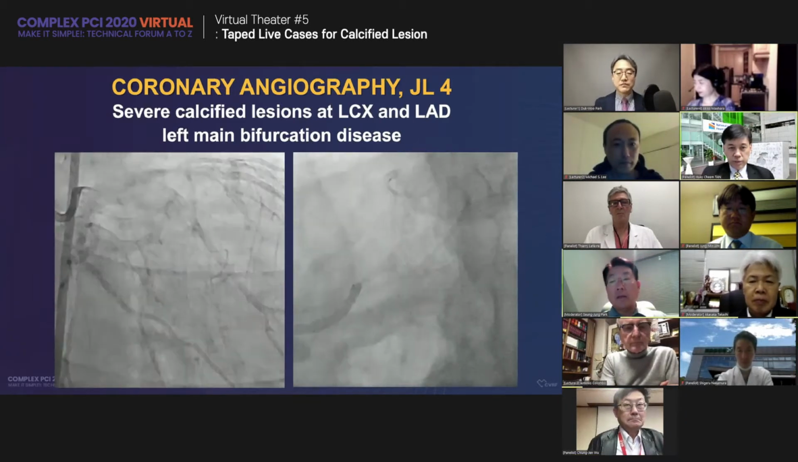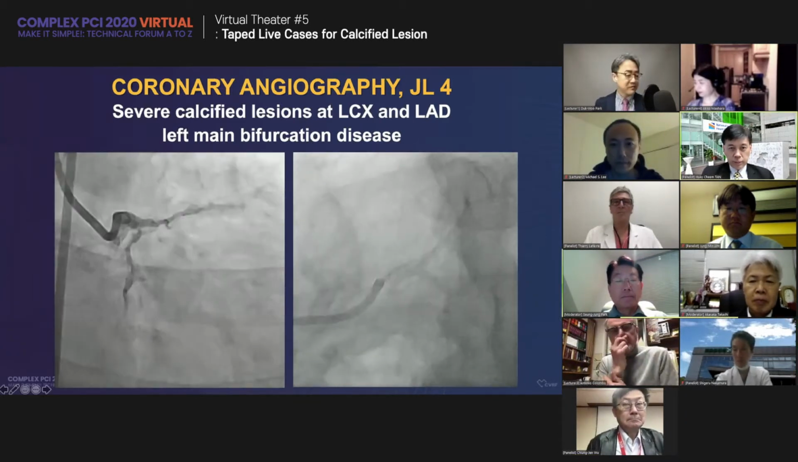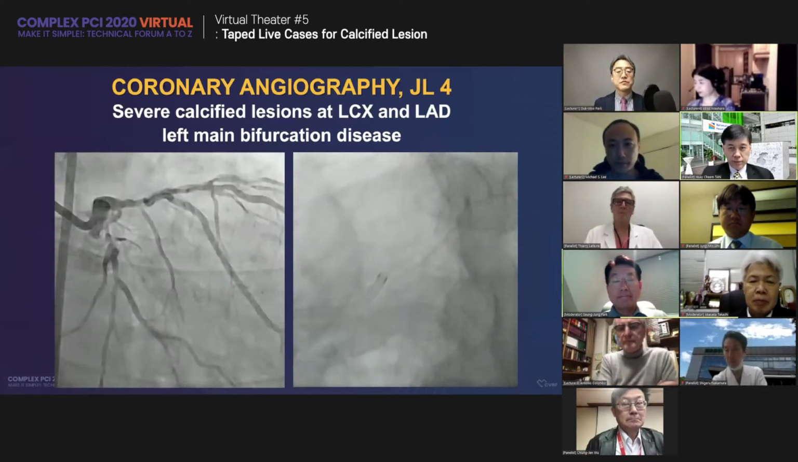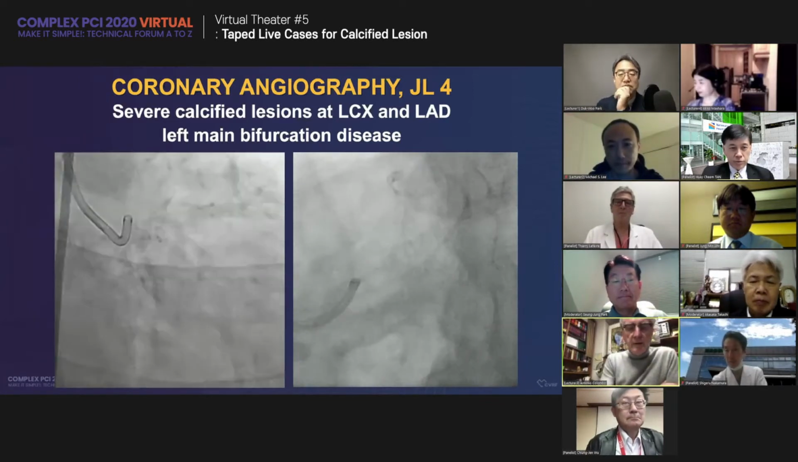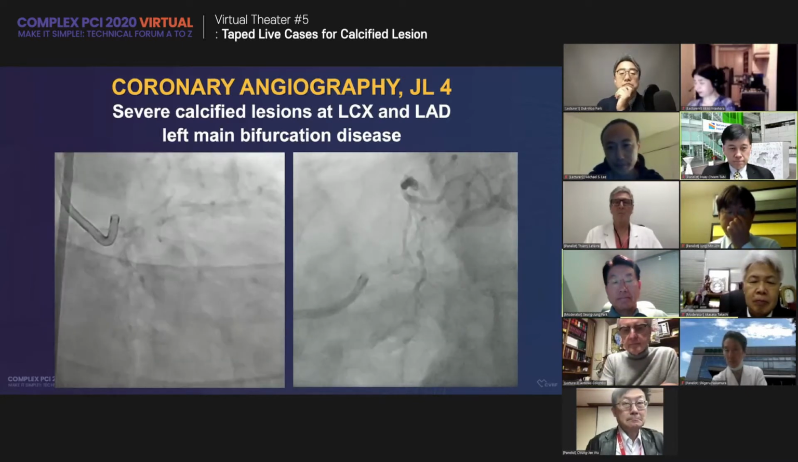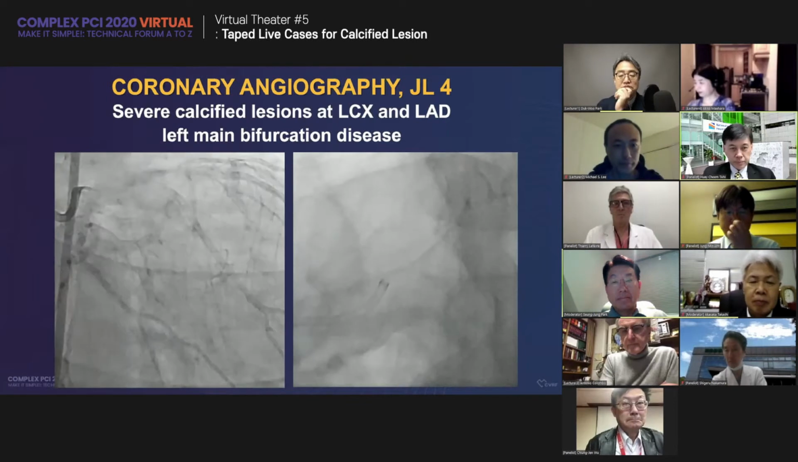Perhaps some form of IVUS might be helpful as well, to see what sort of calcifications we are dealing with in the LAD and circumflex. But I agree that the RCA should be treated first. Agree.